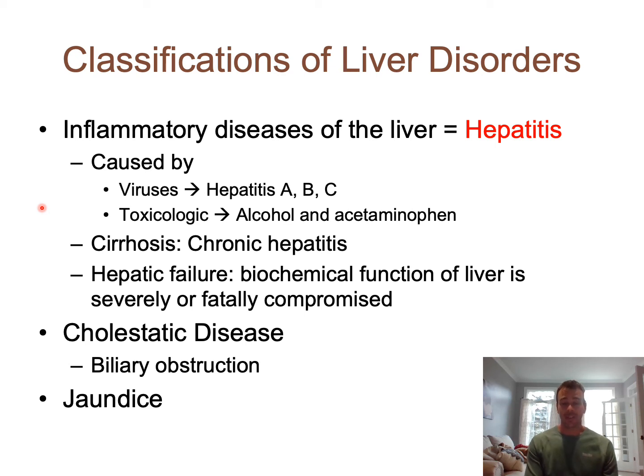Hepatic failure is from when the biochemical function of the liver is completely, severely, or fatally compromised. Cholestatic disease is when you have obstruction of the biliary, and then obviously jaundice, which we've talked about, is the yellow color.